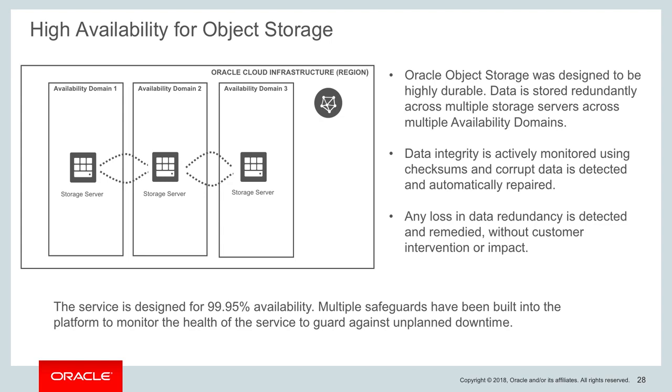So if one of the servers went away, another server has a copy of the data and can heal the replication and make sure that the data will be available for you all the time. So the service is designed for high availability, right? Multiple safeguards have been put in place to build the platform and to monitor the health of the service to guard against unplanned downtime.